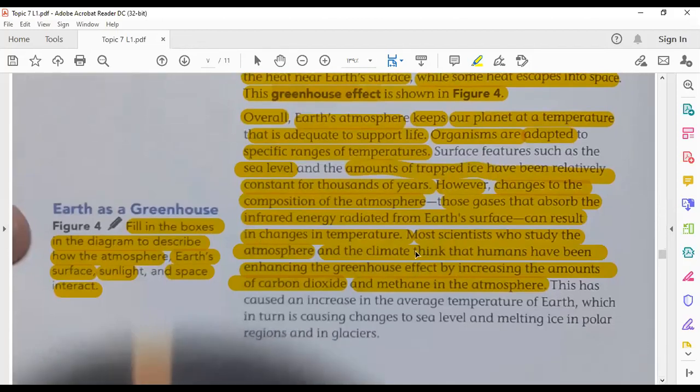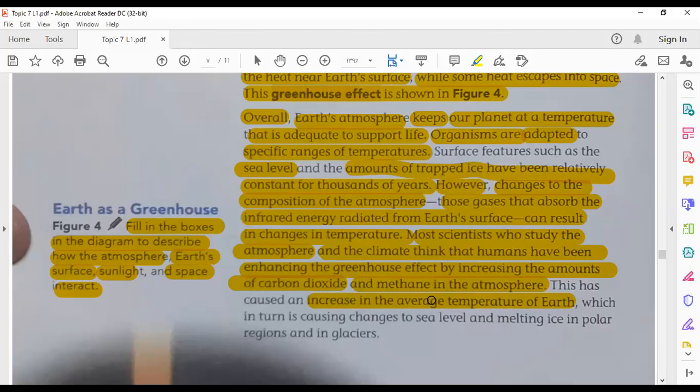So, most scientists who study atmosphere and the climate think that humans have been enhancing the greenhouse effect by increasing the amounts of carbon dioxide and methane in the atmosphere, these two gases. This has caused an increase in what? In the average temperature of Earth. That was exactly the greenhouse effect. Yes, greenhouse effect means that the average temperature of air increased.